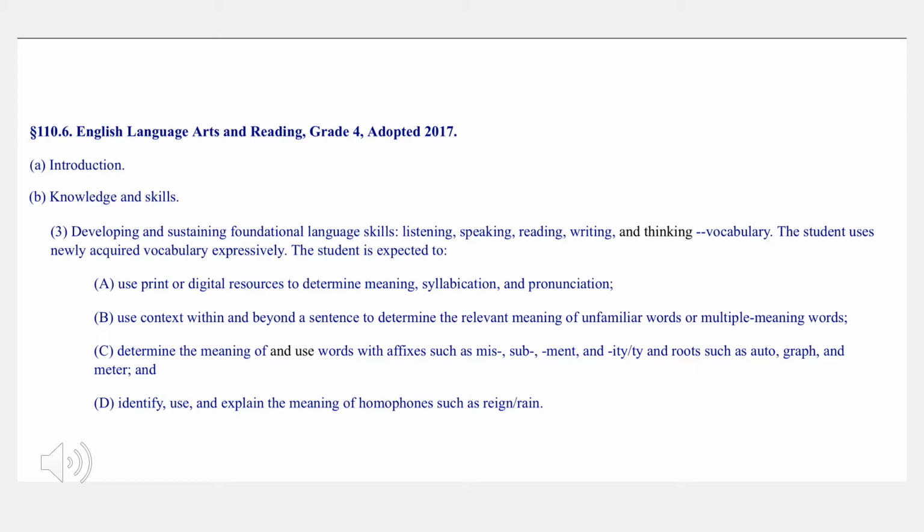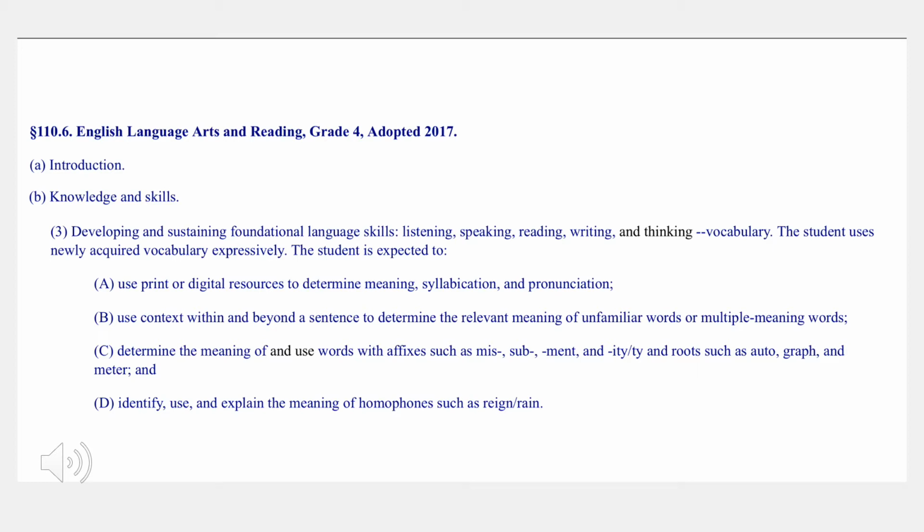Please pull that out, and we're going to circle all the verbs that we see. And so I'm going to read, and please follow along. And remember, we're circling this part, and I have a green pen, so I'm going to circle in green to differentiate at the end. So first, it says, number 3, developing and sustaining foundational language skills. It gives me examples such as listening, speaking, reading, writing, and thinking vocabulary.